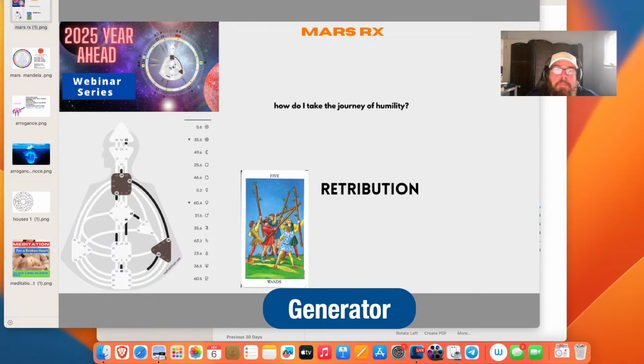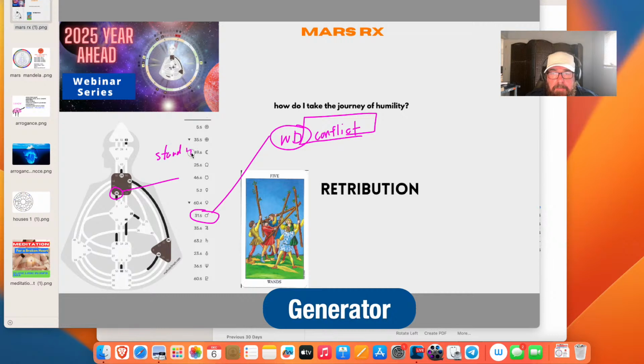So with Mars in retrograde for the generators, in the 31.5, this is you listening to your ego that's telling you to withdraw from conflict, because this energy with Mars in retrograde in Leo in the 31st gate is asking that you stand up for yourself.